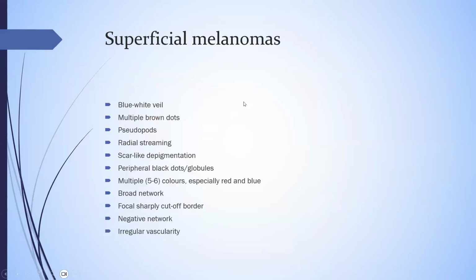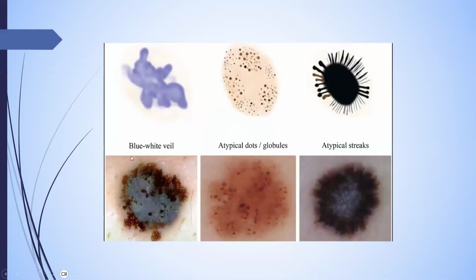A blue veil, multiple brown dots, pseudopods, radial streaming, scar-like depigmentation, peripheral black dots, globules, multiple colors, broad network, focal sharply cut off border, and negative network and irregular vascularity. I'll show you here. This is a blue veil. Okay, things are not as easy as we see in textbooks. In practice, all these are very, very vague things where you really have to have an idea before you see the proper dermoscopy.